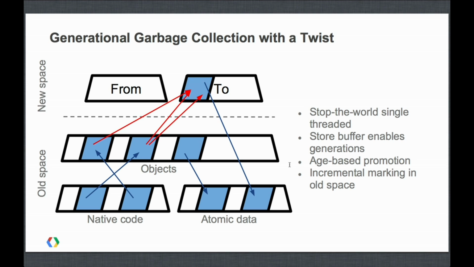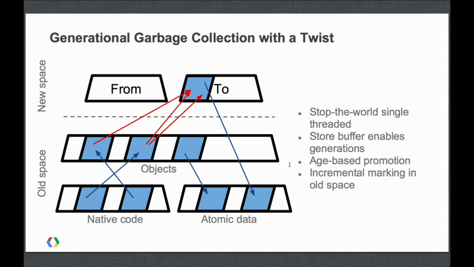So let's see what happens when you do a new space collection in V8. We migrate the objects to the 2 space, and you can see it's smaller, and that is because most objects die young, and this is great. And then we can start allocating and filling up the 2 space and repeat the same story.